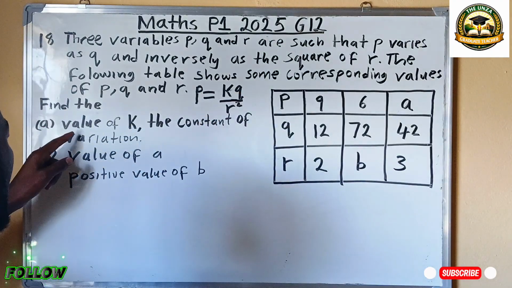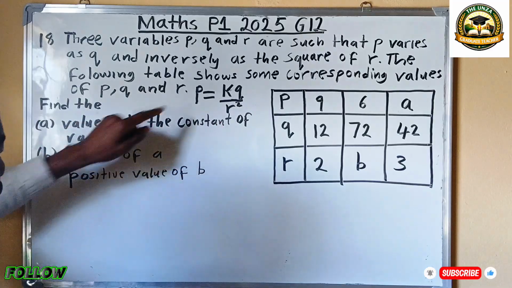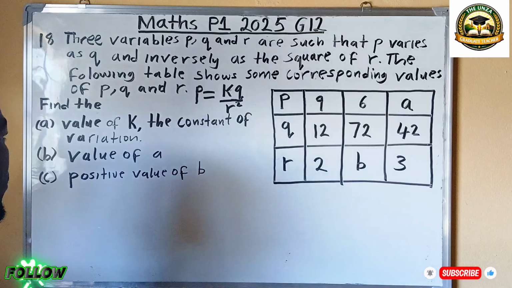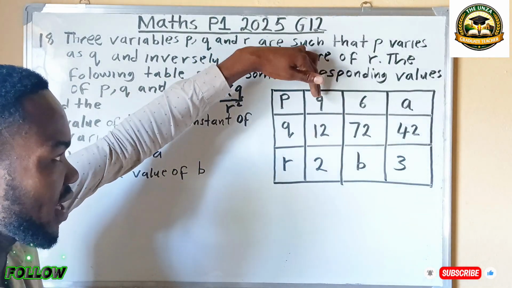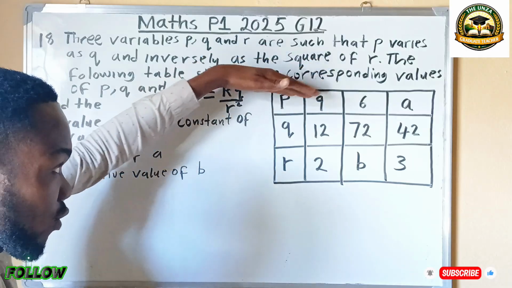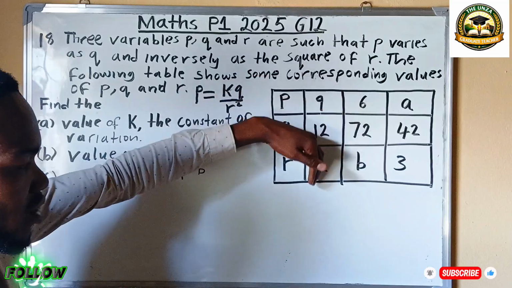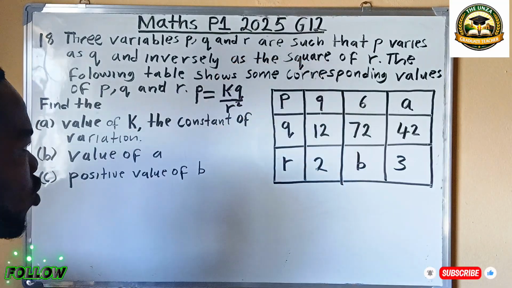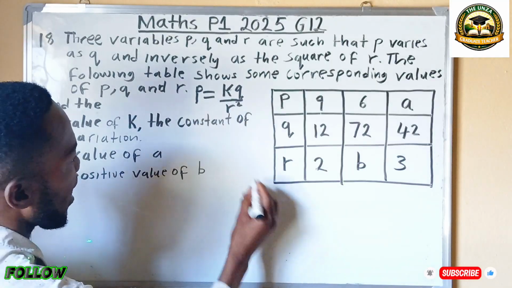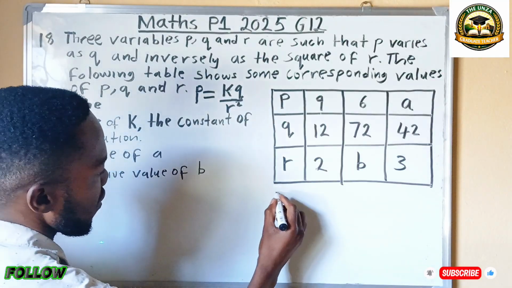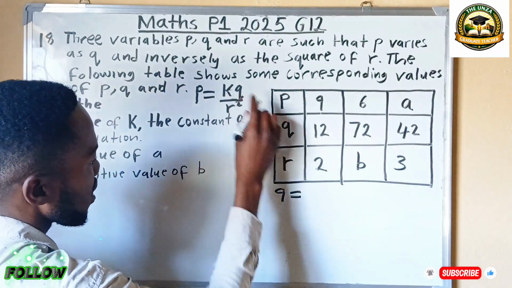Now the question is saying find the value of K, the constant of variation. For you to find the value of K, you have to go to the table where they have all the values of P, Q, R. This is where they have numbers. Where there's P, you put 9 in this equation. You say 9 equals K.